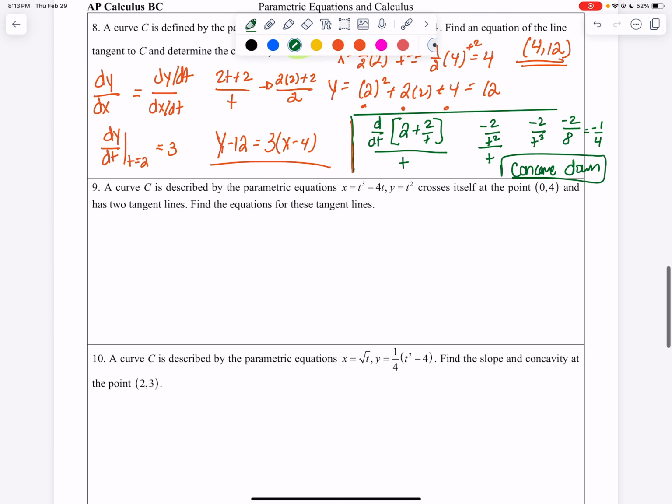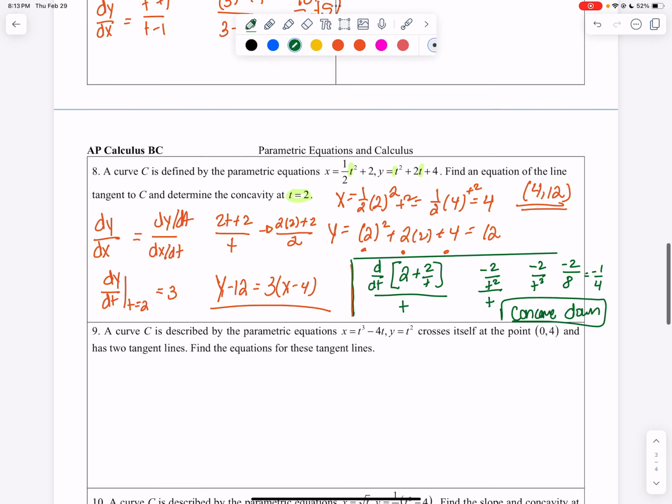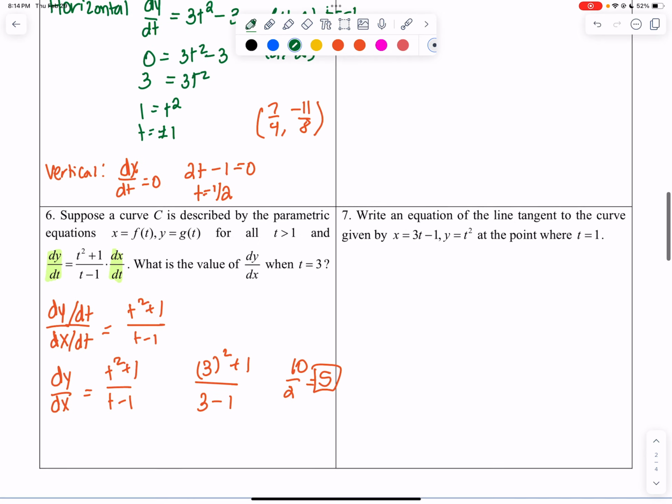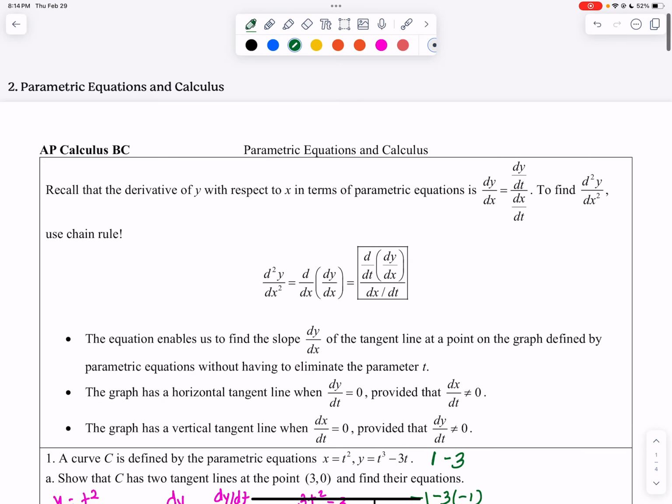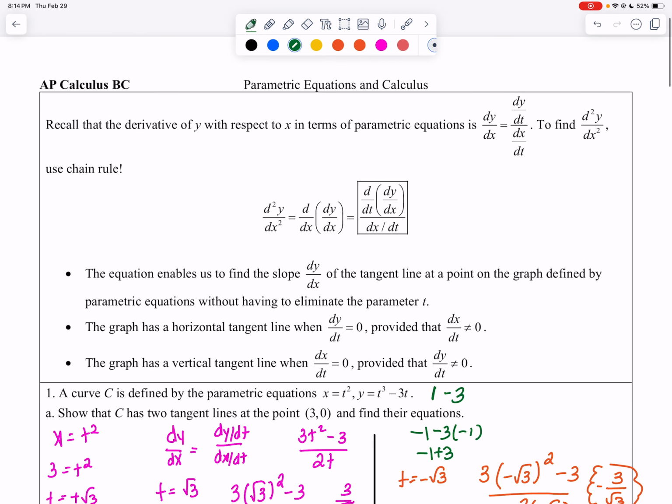All right, the other problems are going to be self-explanatory. They're very similar. All we're doing here in this lesson is determining horizontal tangent lines, vertical tangent lines, concavity, and then, of course, just dealing with your derivatives. Nothing too big here. In the next video, we are going to be talking about vector value functions and how that's going to help us with parametric equations.